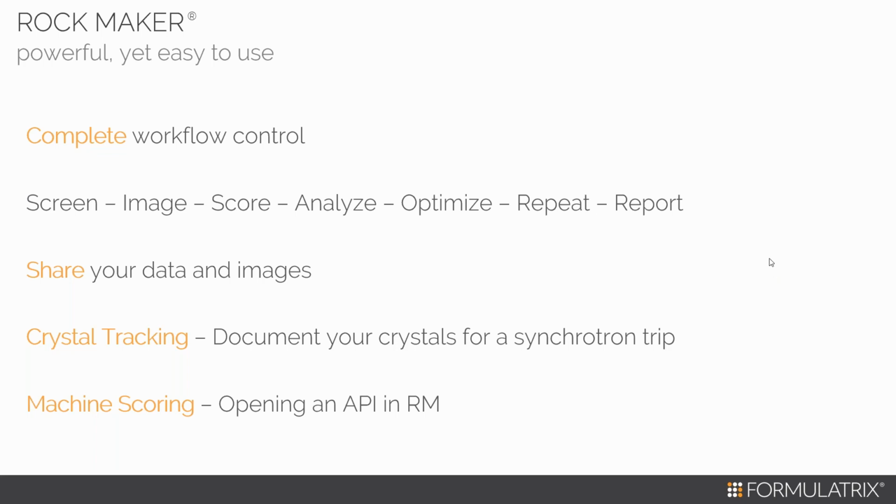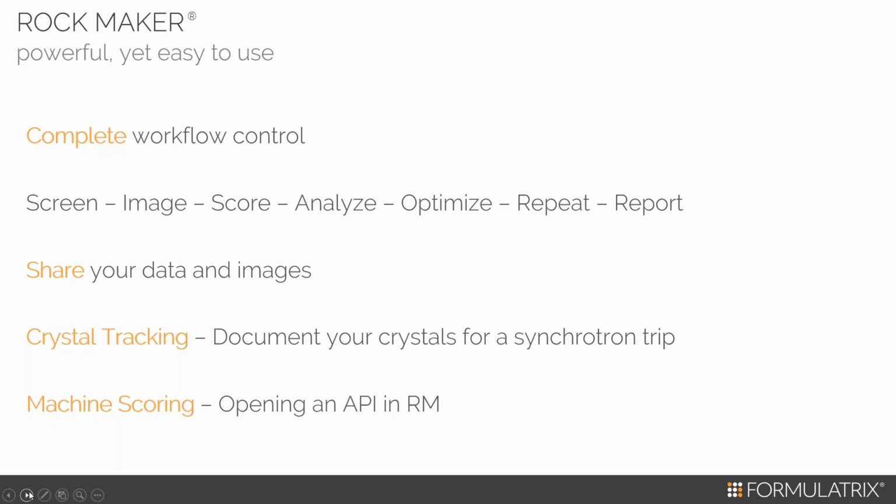So crystal tracking is a feature that would be used to document your crystals when they go on a synchrotron trip. When you get a crystal, you freeze it and then you store it in a certain pin position of a puck and in a dewar, and then you send it to a synchrotron trip. Usually most labs have some sort of Excel report or handwritten notes to keep track of which crystal went to which trip, in which dewar and in which puck. Now you can do all that in RockMaker.